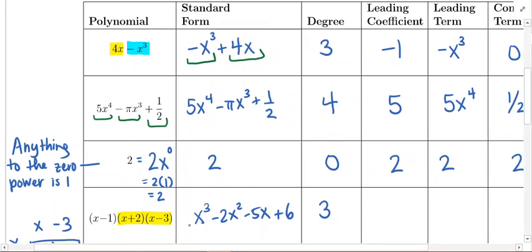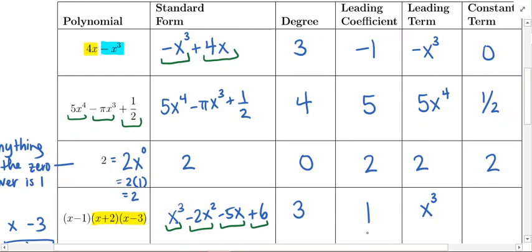Okay, we have 4 terms here. X cubed, minus 2x squared, minus 5x, positive 6. The term with the highest power of x is x cubed. And then the leading coefficient is the number in front of that, which is 1. And the constant term is the piece with just a number, that is 6. Okay, so that's it for this one.